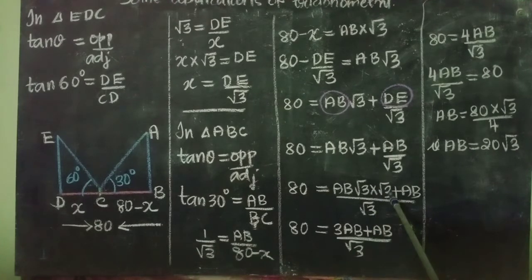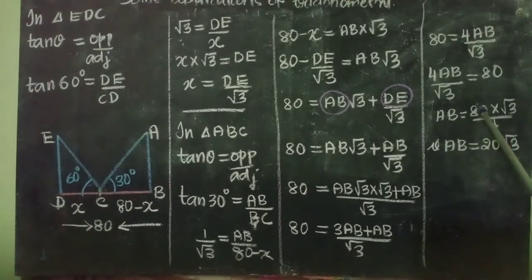This root 3 into root 3, it is 3. So we get 80 equal to 3AB plus AB, whole divided by root 3. 3AB plus AB is 4AB. So we get 80 equal to 4AB divided by root 3. Let us change the sides. We get 4AB divided by root 3 equal to 80.